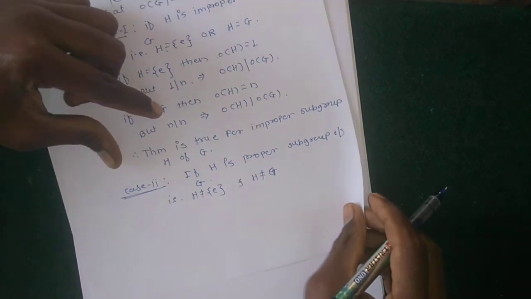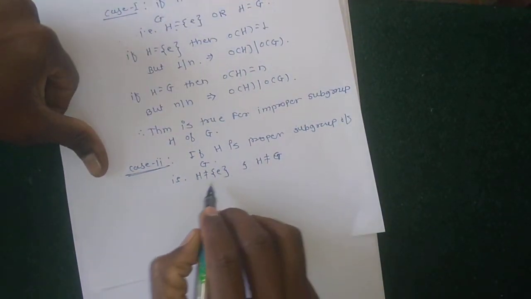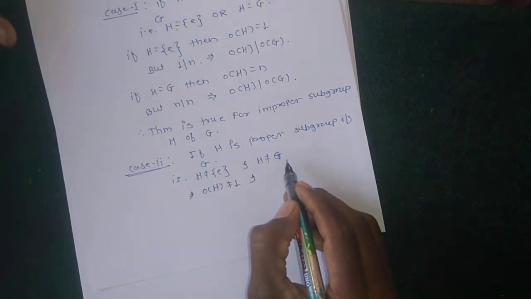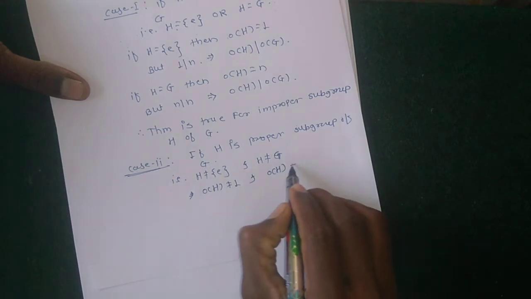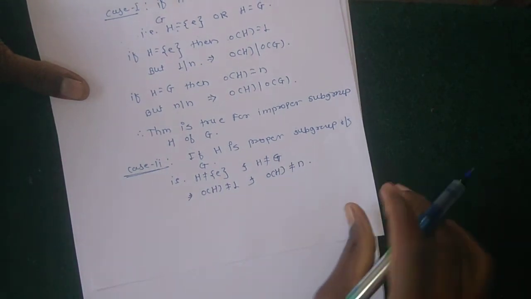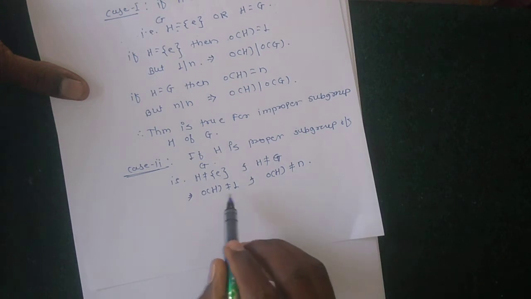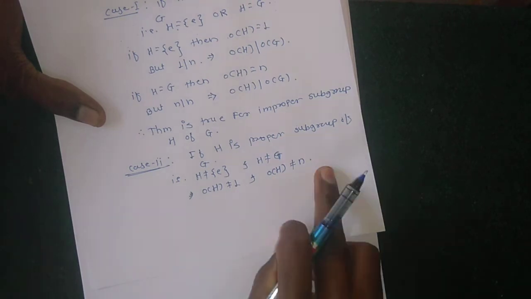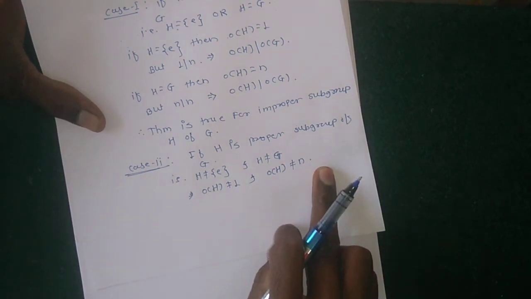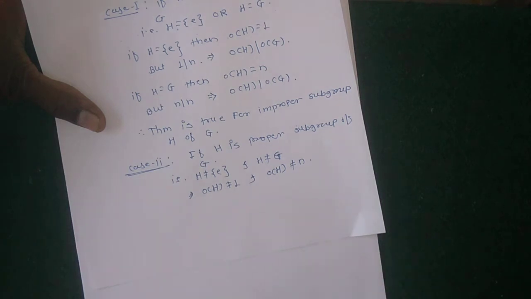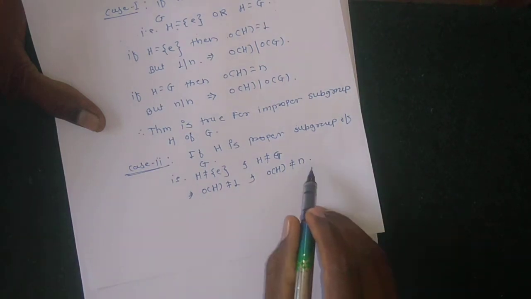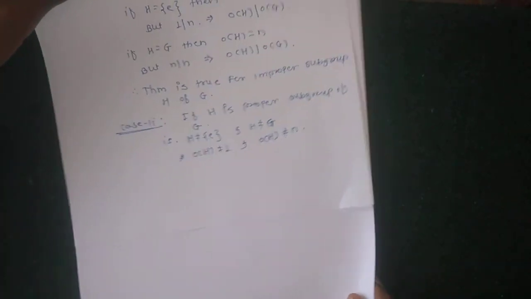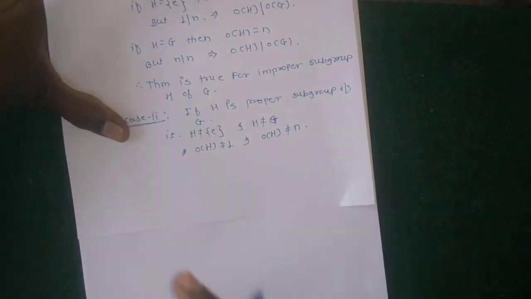Here H is not equal to identity, which implies that the order of H is not equal to 1, and H is not equal to G, which means the order of H is also not equal to n. So the order of H lies between 1 and n. Suppose that the order of H equals m, where m is between 1 and n.